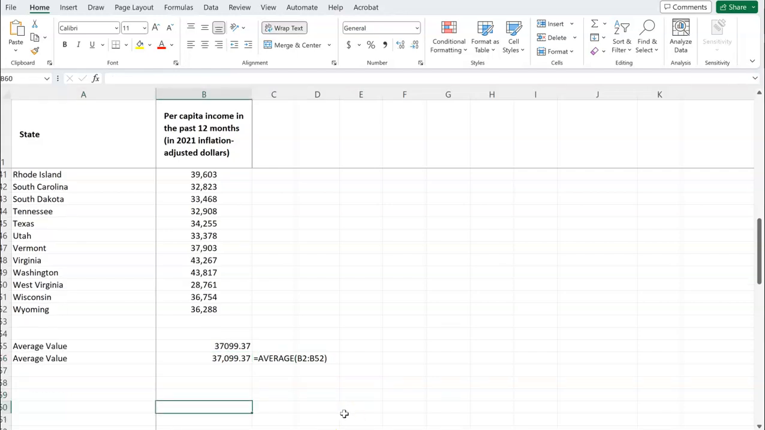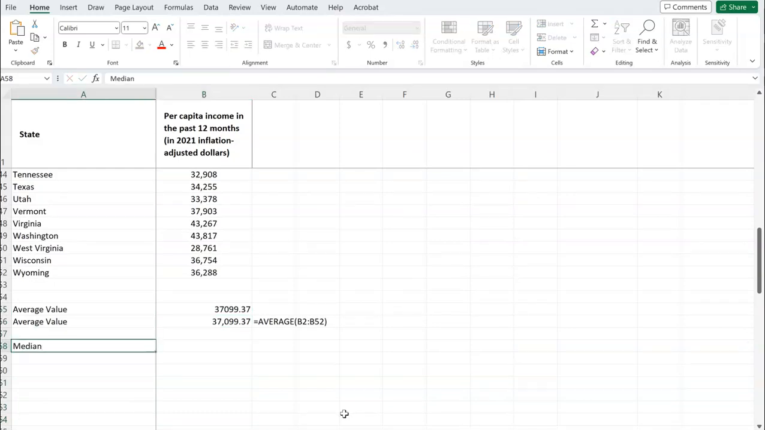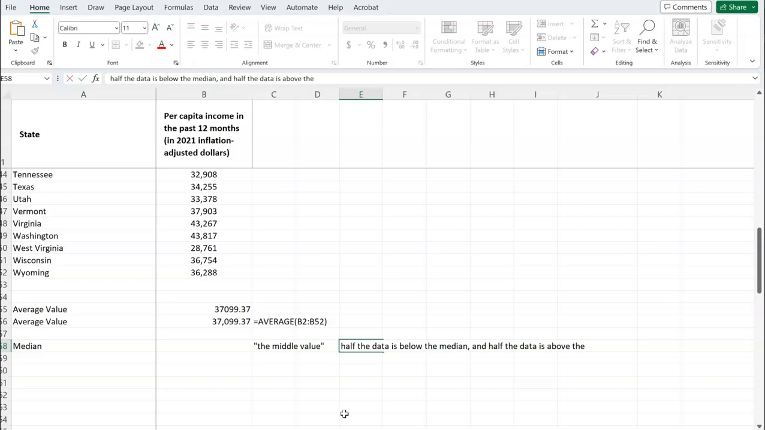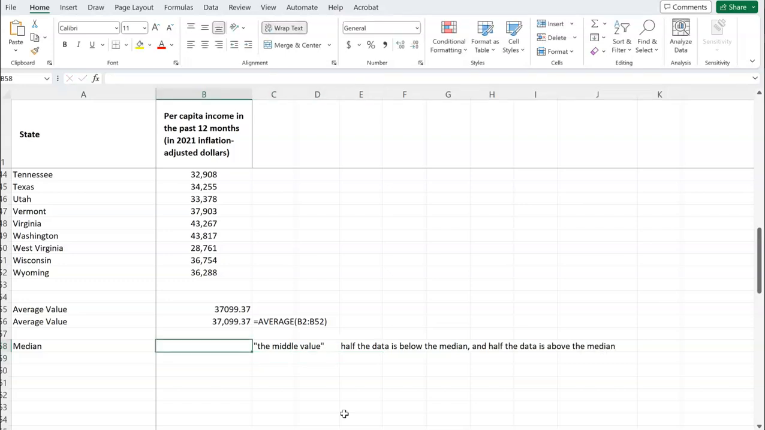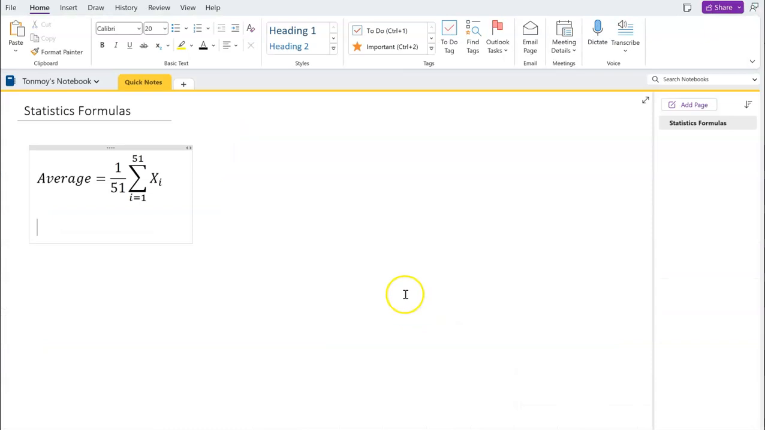Now the other number that we are interested in is the median. The median basically tells us the middle value. So in other words, since it's the middle value, it will tell us that half the data is below the median and half the data is above the median. And the formula that we use in the regular case is basically, if I were to calculate the median by hand, I was going to just write something like this.